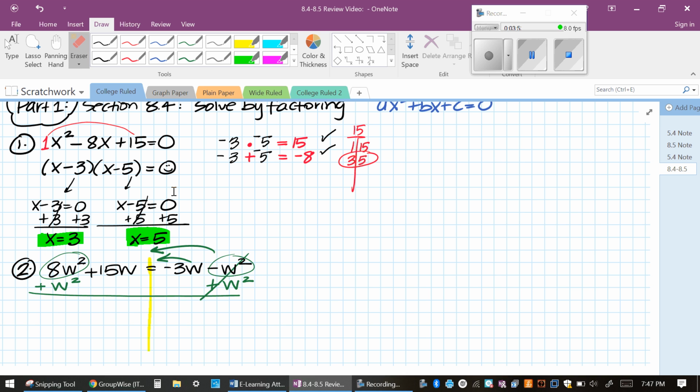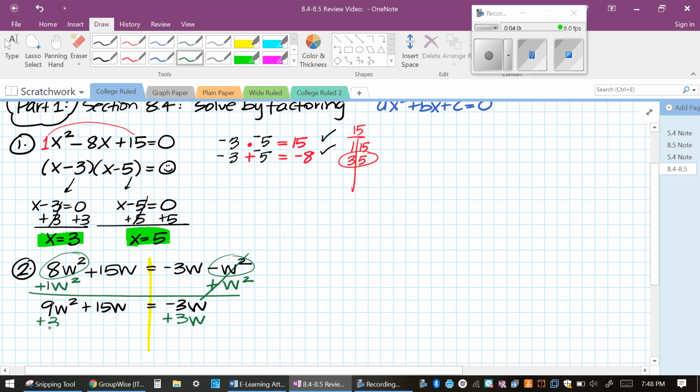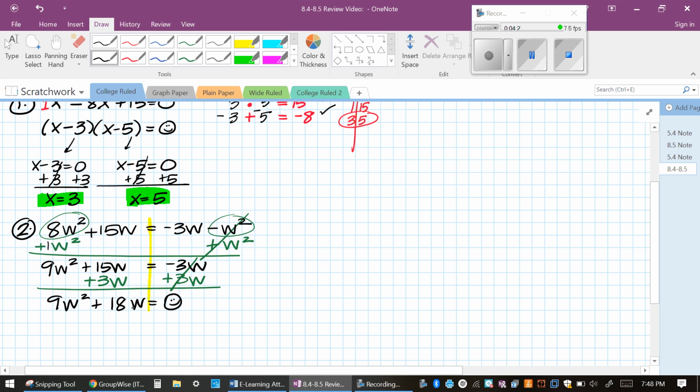So I'm going to go ahead and also, well, first combine like terms. So 9w squared plus 15w equals negative 3w. I'm going to continue moving everything to the left side. Oops, I put that under the wrong spot. Remember, you got to combine like terms. I was putting a linear term with a quadratic term. So I have 9w squared plus 18w equals 0. Anytime you have a quadratic and a linear term, you want to try to solve it by factoring.